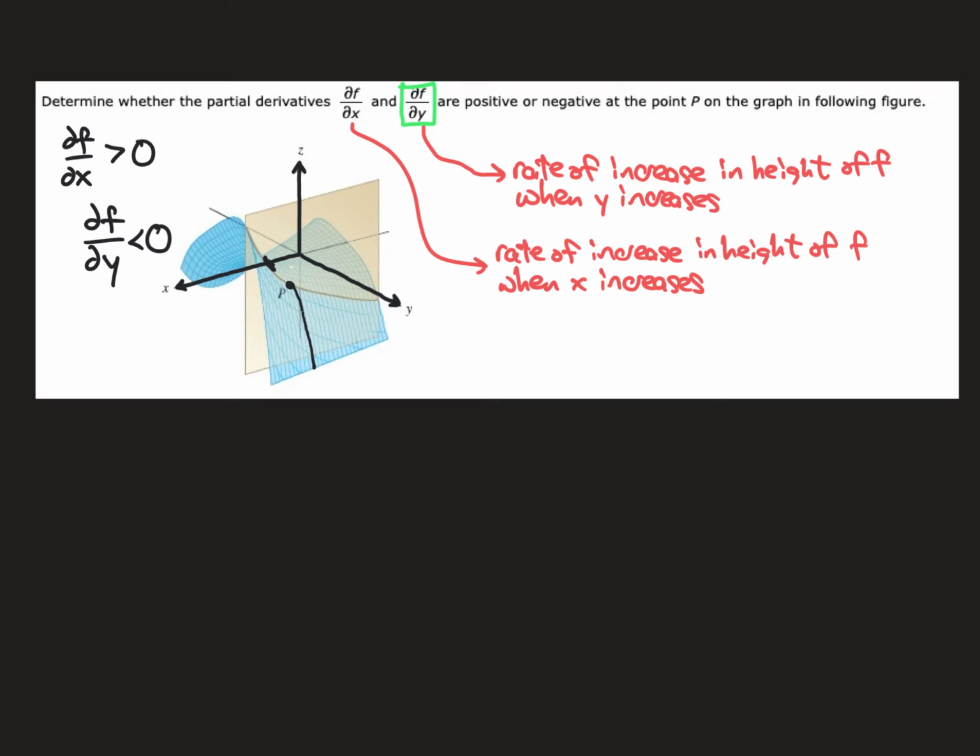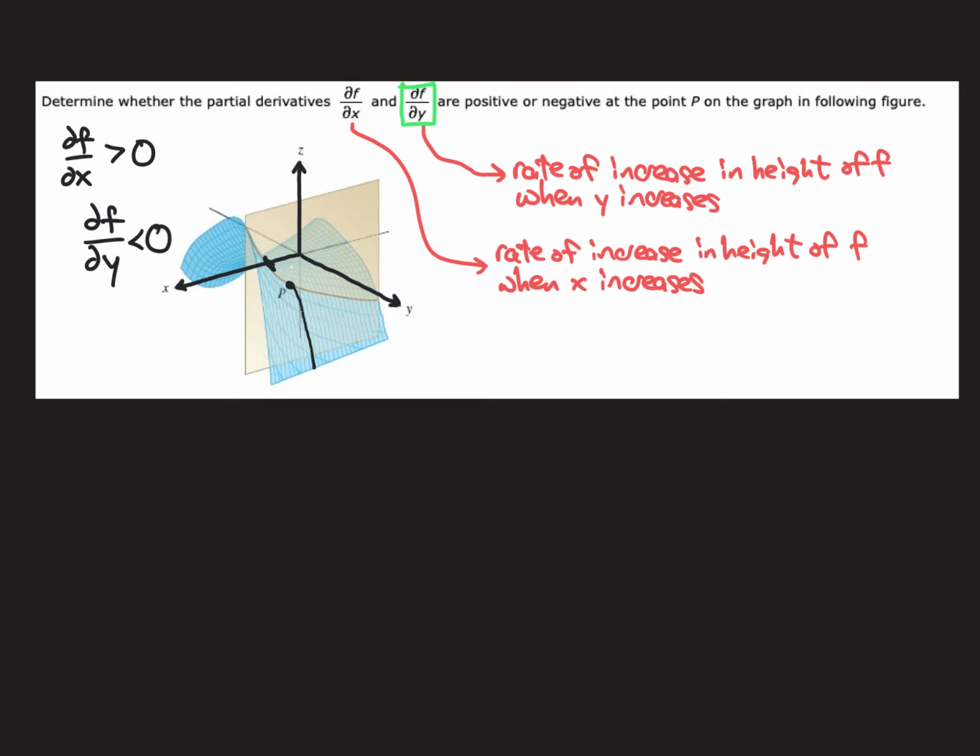So I like this problem because partial f partial x is positive. So if you walk along the surface in the positive x direction, holding y constant, the function is increasing. But if you hold x constant and walk along the function in the direction of positive y, increasing y, then the function value is decreasing.